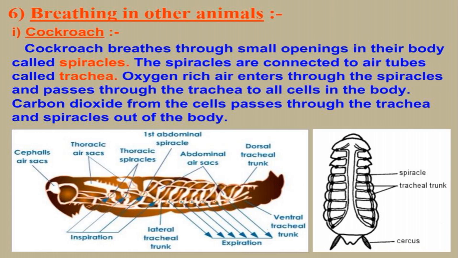Breathing in other animals. First one, cockroach. The respiratory organs in insects take place through branched air tubes called trachea, and the air tubes form a fine network inside the body and are in contact with the cells. They open on the body surface by spiracles, and the spiracles open and close to allow respiratory gases to move in and out of the air tubes. Oxygen-rich air enters the tracheal tubes through spiracles and diffuses into every cell of the body.